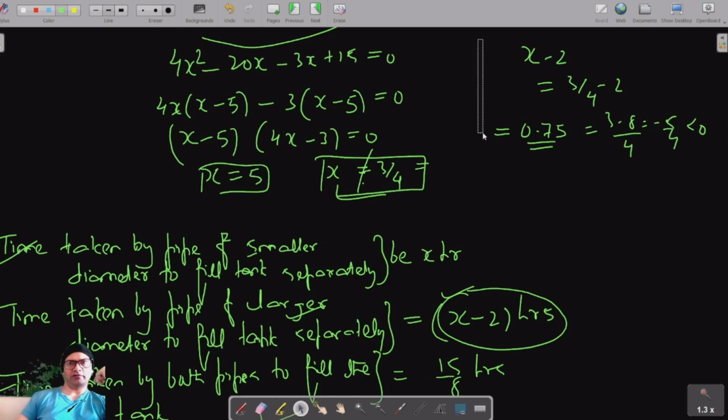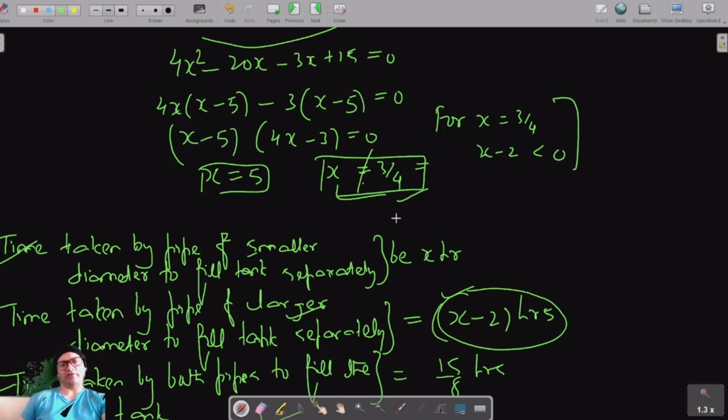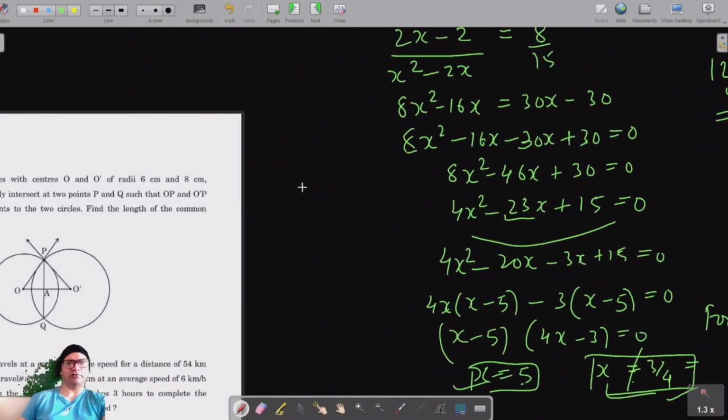So this value is rejected, because for x is equal to 3 by 4, x minus 2 is less than 0. So x cannot be 3 by 4. So the value of x is 5. That means the time taken by the smaller tap is 5 hours, and the time taken by the larger tap is 5 minus 2 is equal to 3 hours.